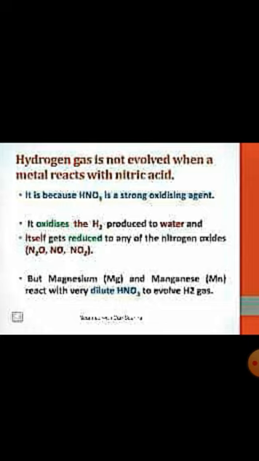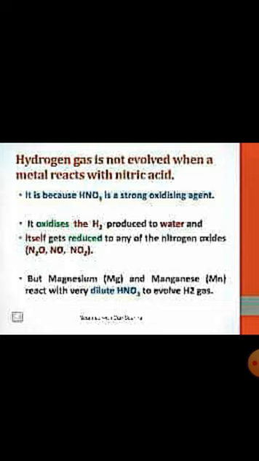So, the hydrogen gas formed in the reaction between a metal and dilute HNO3 is oxidized by the nitric acid to water. When it is oxidizing hydrogen to water, it itself will be reduced to different oxides of nitrogen: N2O, dinitrogen monoxide, NO, nitrogen monoxide, or NO2, nitrogen dioxide.